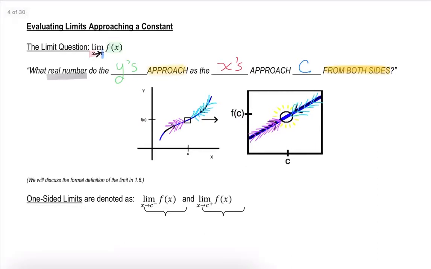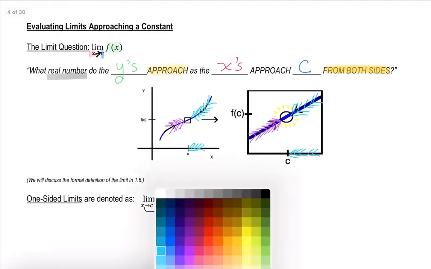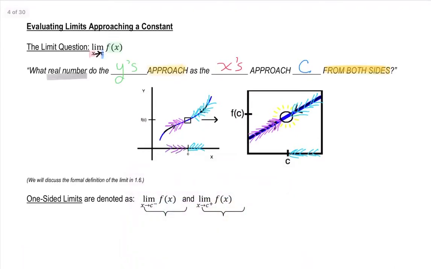So again, you're really thinking about traveling along the function, getting closer and closer to c from both sides: from the left and from the right. Now here's the thing. It may be that that point exists right there at f of c. With nice, smooth, well-behaved functions, it will.